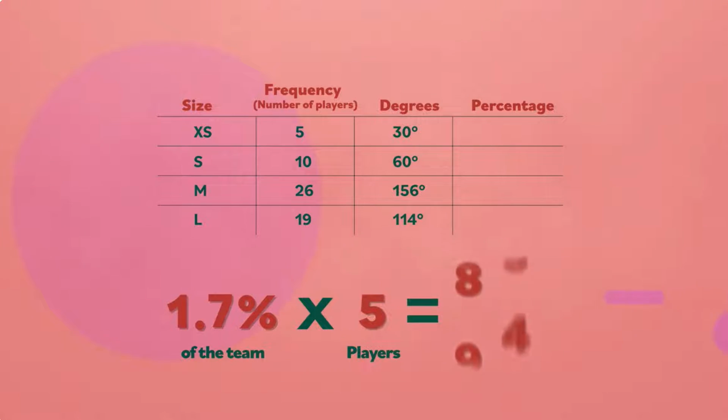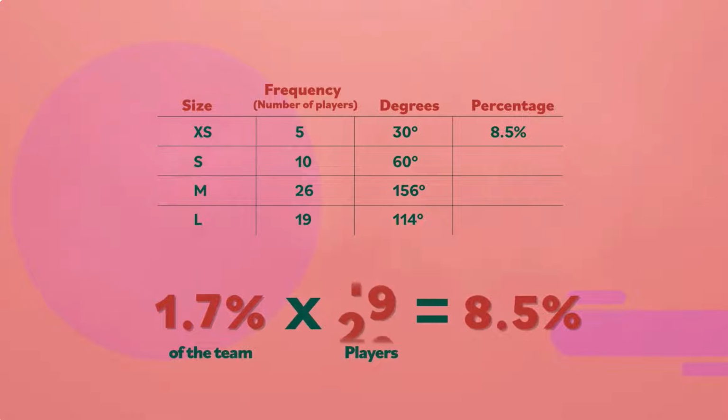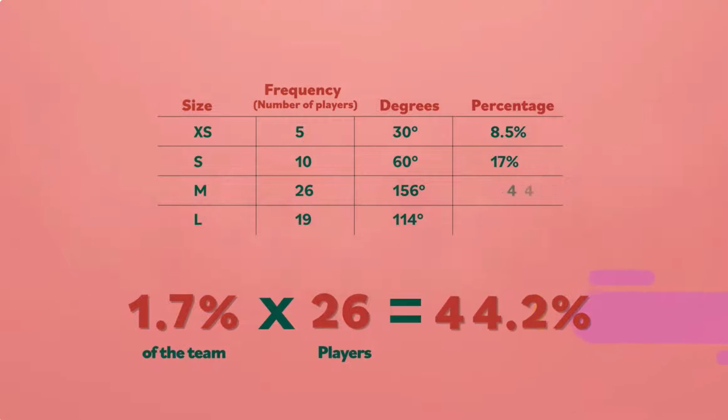1.7 times 5 equals 8.5%. 1.7 times 10 is 17%. 1.7 times 26 is 44.2%. And 1.7 times 19 is 32.3%.